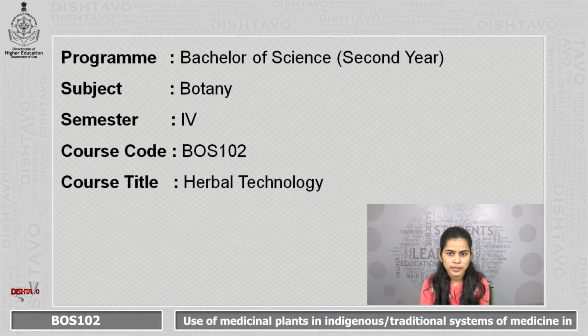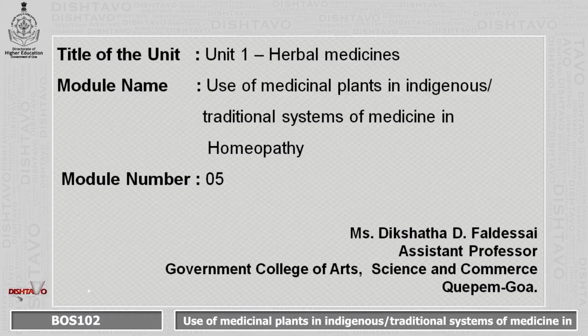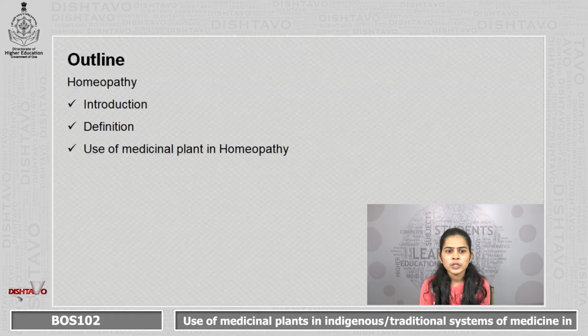Program Bachelor of Science Second Year, Subject Botany, Semester 4, Course Code BOS 102, Course Title Herbal Technology. Title of the unit, Unit 1 Herbal Medicine. Under this we are going to study the use of medicinal plants in indigenous/traditional systems of medicine, in homeopathy, module number 5. So in this module we are going to study in general about homeopathy, its definition and the different medicinal plants used in homeopathy.